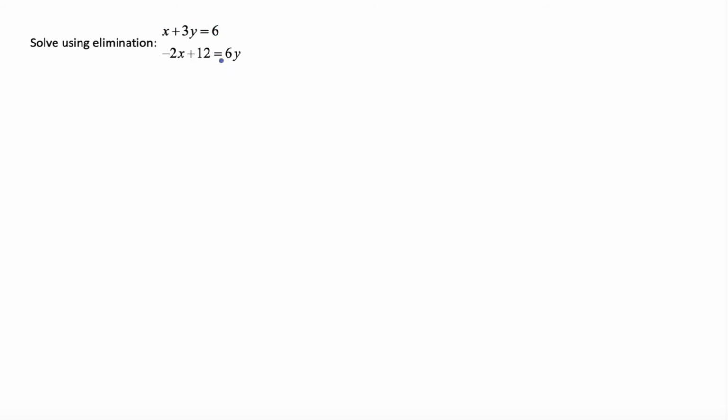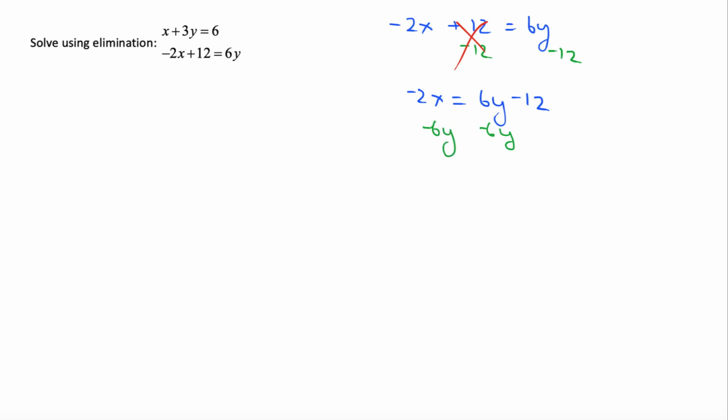Okay, but we notice on the bottom equation, x and y are on opposite sides. So the first thing we want to do then is do a little bit of algebra. Let's rearrange some terms around. Okay, so I'm going to subtract the 12 because we want the number to be by itself. So we get negative 2x equals 6y minus 12. And then the last thing I would have to do here is subtract the 6y over to both sides. That'll cancel out the 6y on the right. So negative 2x minus 6y equals negative 12.